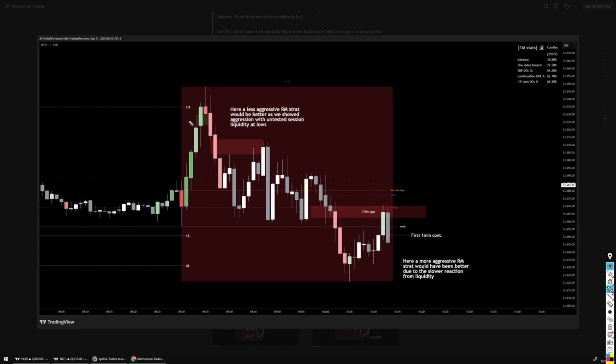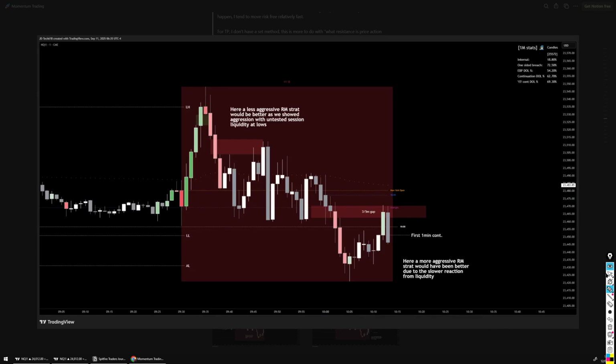And it's hard to simply define what a reaction is, but you can physically see the difference here. This takes 1, 2, 3, 4, 5, 6, 7 minutes, 7 1 minute candles to actually print its first continuation. This takes 1, 2, 3. So it's less than half the time. That's just something to consider. Now we're going to build out a little bit more context.